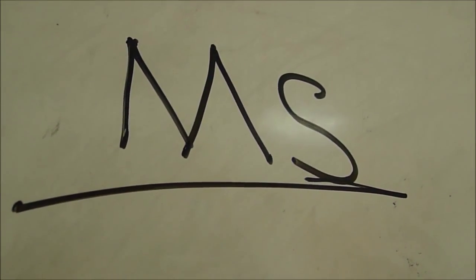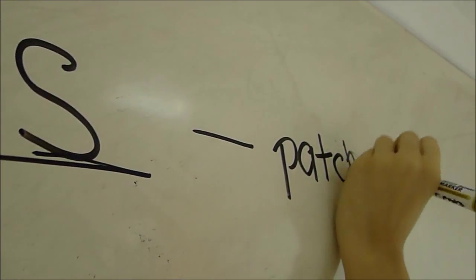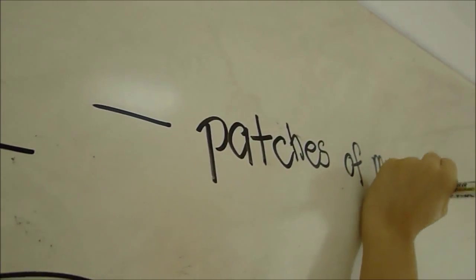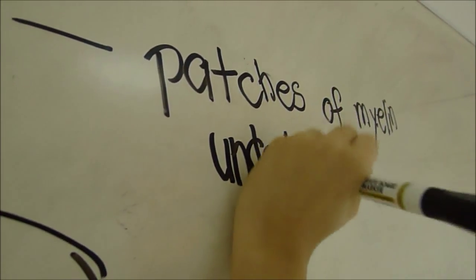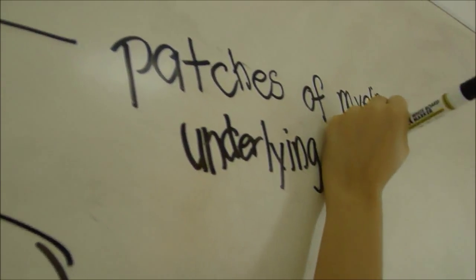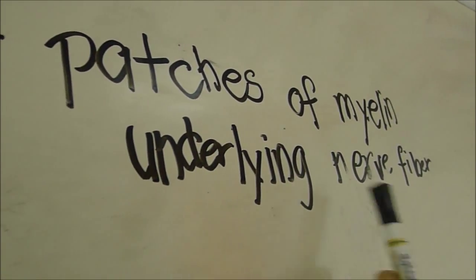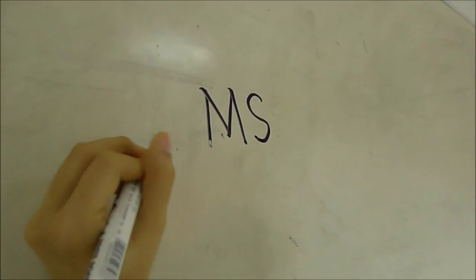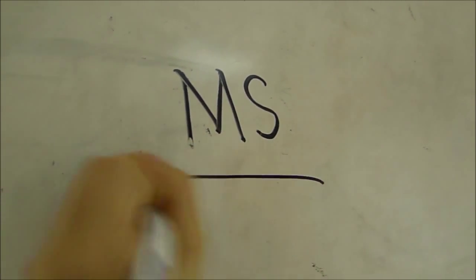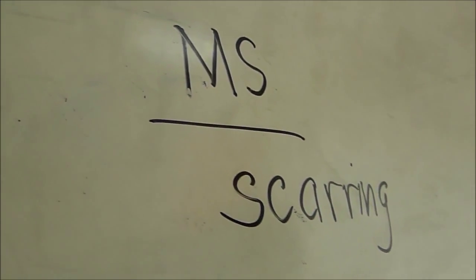So multiple sclerosis is a disorder in which the patches of the myelin and the underlying nerve fibers are damaged. These fibers are found in the eyes, the brain, and the spinal cord. So what does MS, or multiple sclerosis, refer to? It refers to the many areas of scarring that result from demyelination of the nerves.